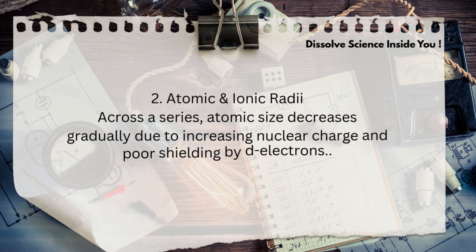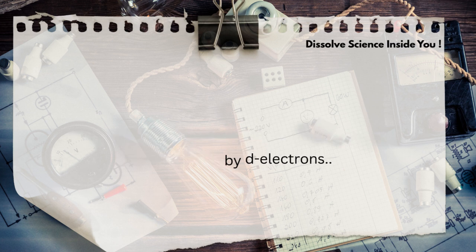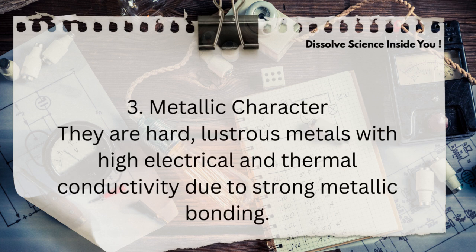Metallic character. All transition elements are true metals. They are hard, lustrous, good conductors of heat and electricity. This happens because both ns and (n-1)d electrons participate in metallic bonding, making the bonding very strong. That's why transition metals are widely used in tools, machines, and industries. Lattice structure. Most transition metals form close-packed crystal structures such as face-centered cubic, body-centered cubic, hexagonal close-packed. These structures allow maximum packing efficiency, which increases strength and stability.